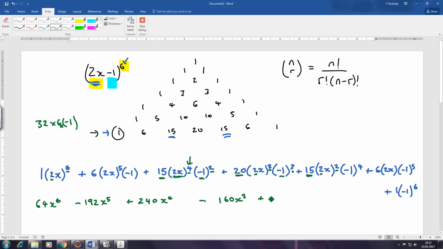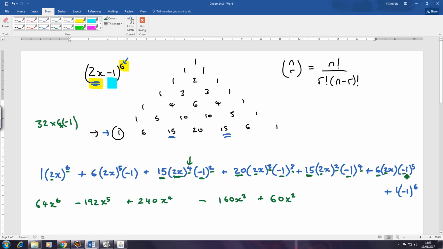Okay, and the next one is going to be 15 times 2 squared, and by the way, it's positive, because it's minus 1 to the power of 4, an even power, so it's going to turn it back to a positive again. So it's 15 times 4, which is 60. So 60x squared.